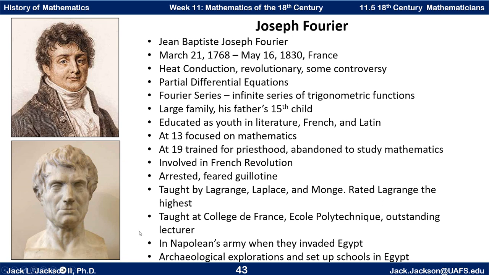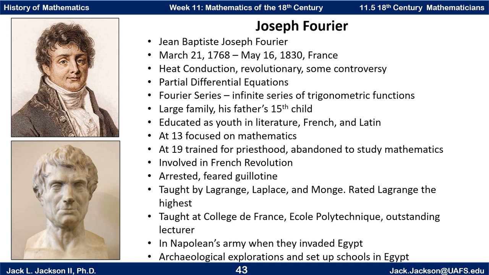Another French mathematician that was important was Jean-Baptiste Joseph Fourier. He was born in 1768, died in 1830. He was French. He did some work with heat conduction. He was a revolutionary. There was some controversy surrounding him. He did work in partial differential equations and what we now call Fourier series, infinite series of trigonometric functions. So if you've probably used some Fourier series, perhaps then you're familiar with his name.